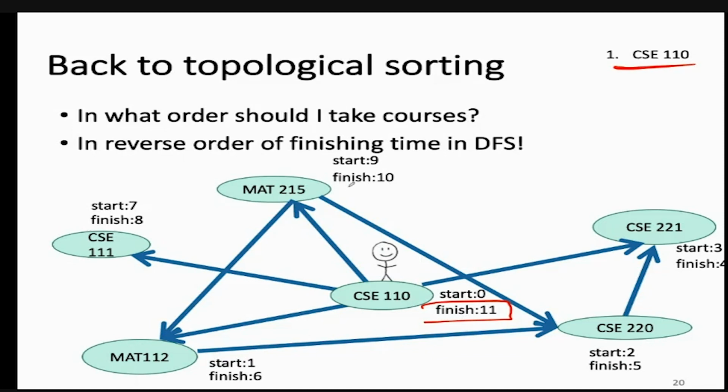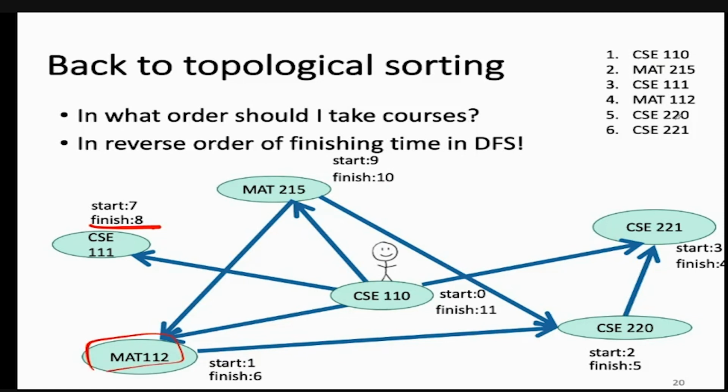Then MAP 215 has finishing time 10, so we will do MAP 215 next. The next finishing time, from highest to lowest, is CAC 111, so we will do this next. Finally, the next finishing time is MAP 112. Then we will do 220 and then 221. So this is the order we get.